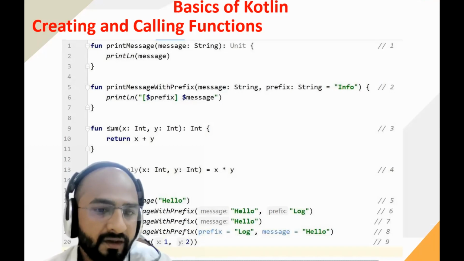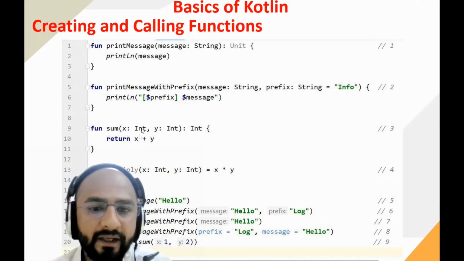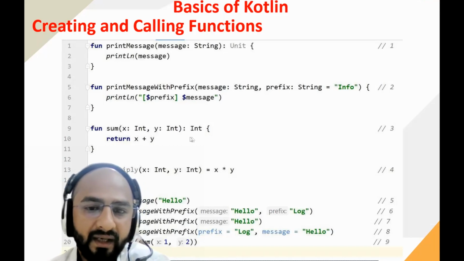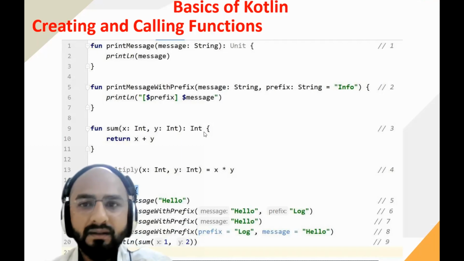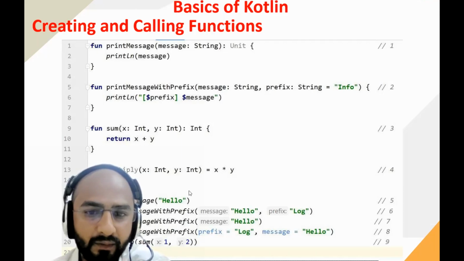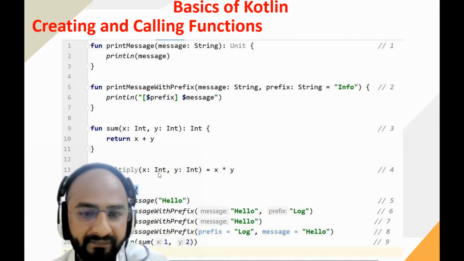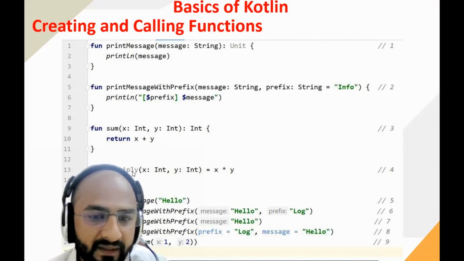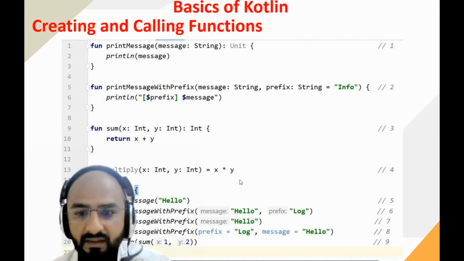Here I have created another function named sum. It has two parameters, x: Int, y: Int. Here I have also provided a return type. If you want to return a value from the function, you can provide a colon and then the return data type. Then I have written x plus y. And here I have created a multiply function with two arguments, equal to x plus y.